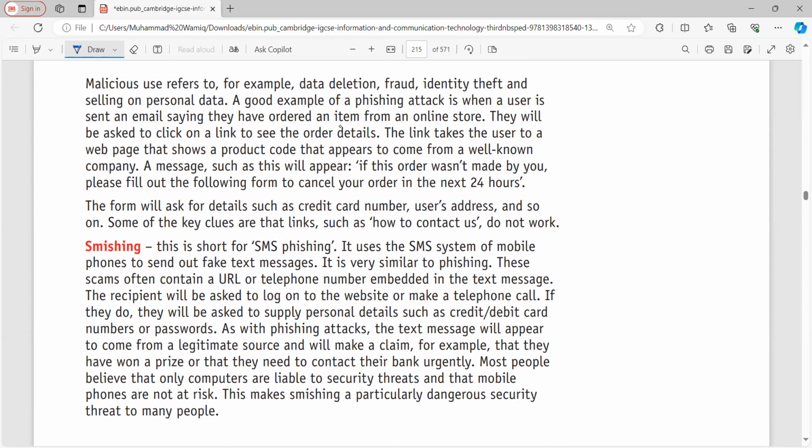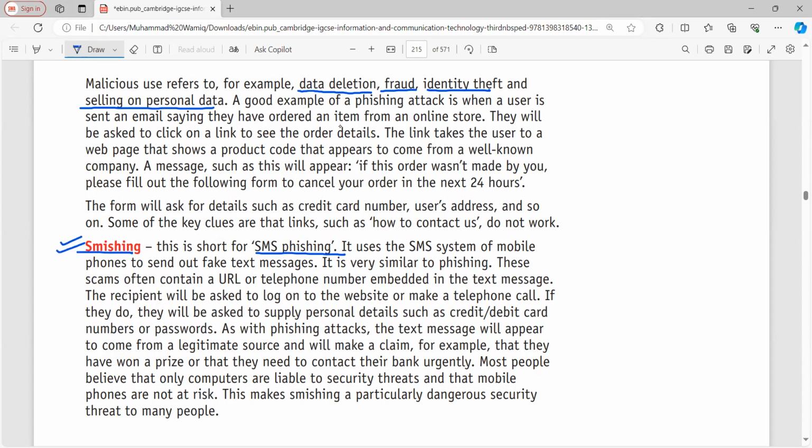We can also discuss malicious here, and malicious usually refers to, for example, data deletion, fraudulent activity, identity theft, and selling your data. Malicious means that it contains viruses; it could be a file, an email, or anything. One important thing is smishing.